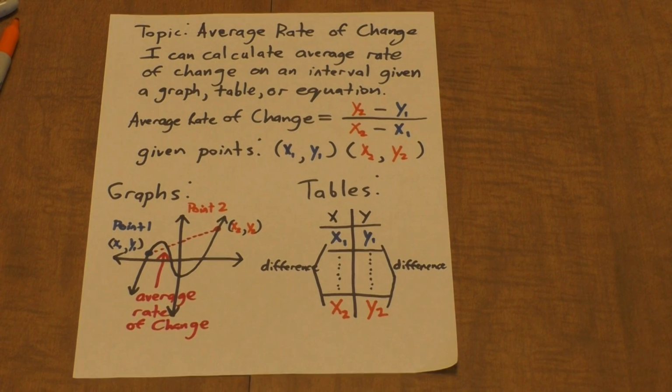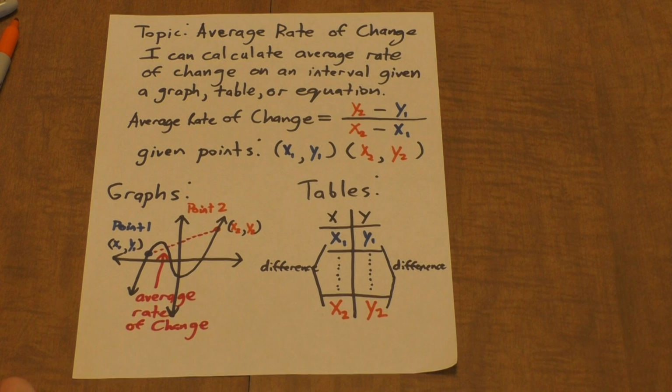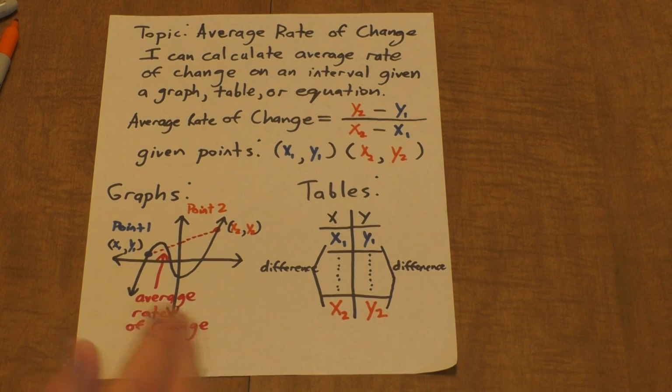I'm going to show you guys how to calculate average rate of change. It says on an interval. An interval is just between two x values on a graph. Okay. So average rate of change is related to slope.